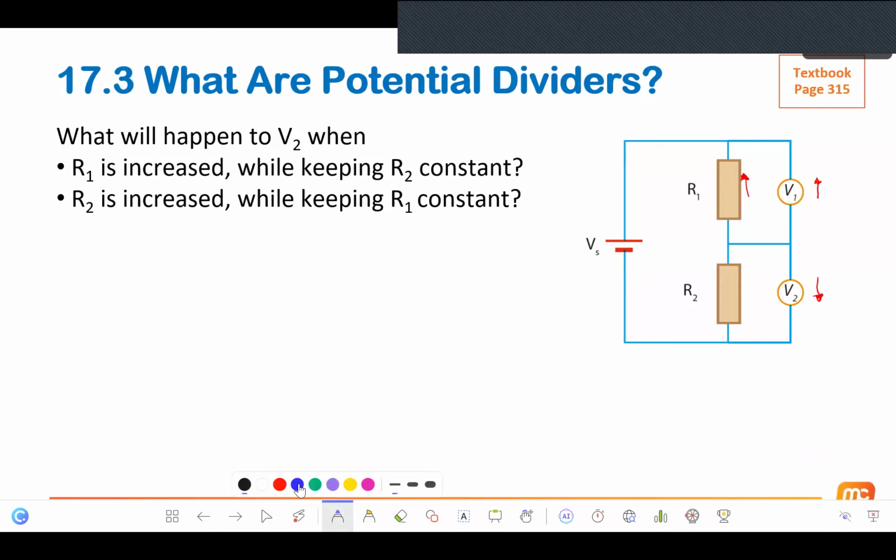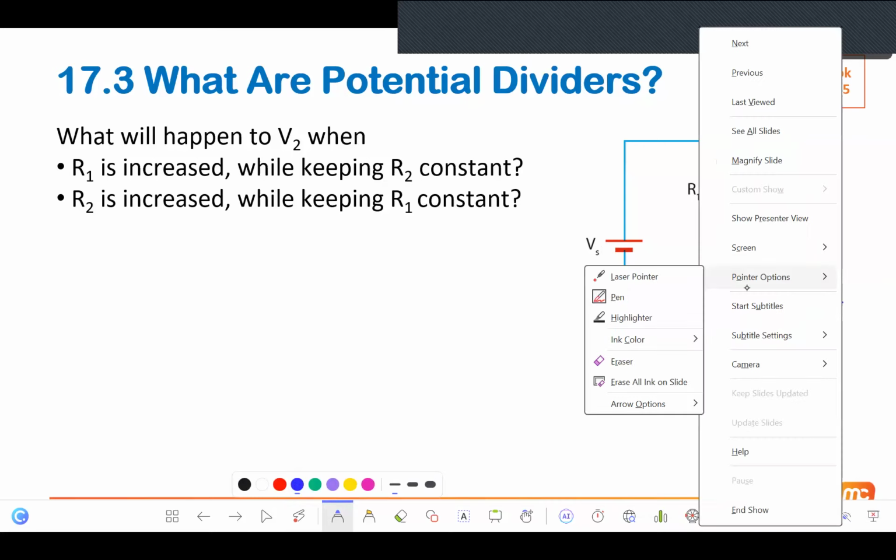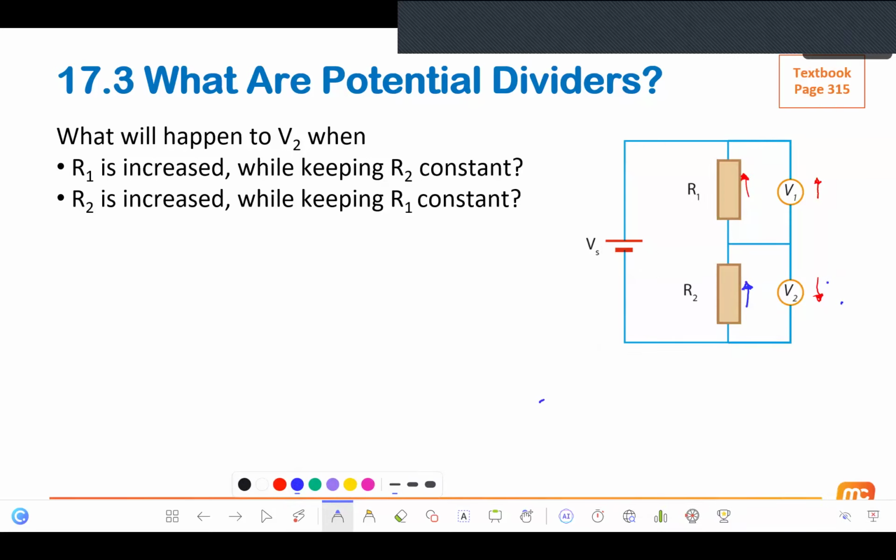If R2 is increased, I'm going to use the blue arrows instead. The second part, if R2 were to increase, then my V2 will increase because I need more energy to flow through this R2, and my V1 will decrease.